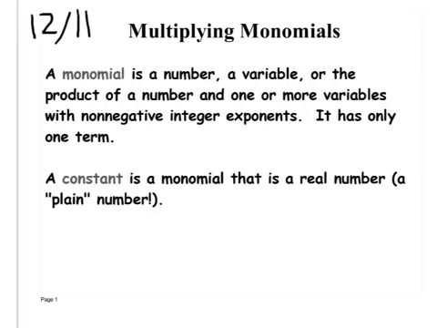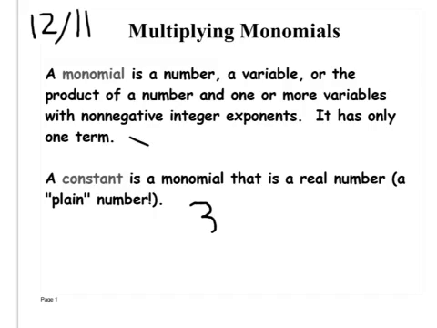Multiplying monomials. A monomial is a number, a variable, or a product of a number and one or more variables with non-negative integer exponents. It only has one term. A constant is a monomial that is a real number, a plain number. So 3 will be a monomial. Constants, which are without variables, are also considered monomials.